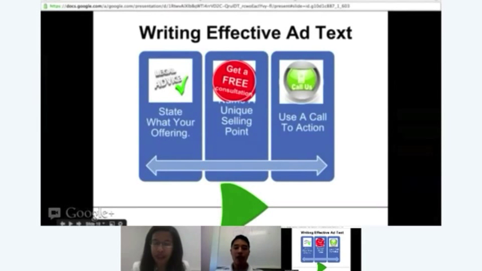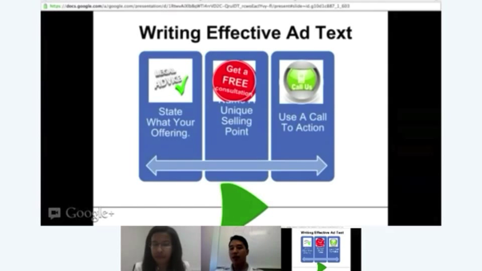Great. So now we want to talk a little bit more about what makes good ad copy on Google search. So essentially the way to write effective ad text, the way to start thinking about what makes a good ad, are to make sure you've covered our 3 best practices. One is to state what you're offering clearly.